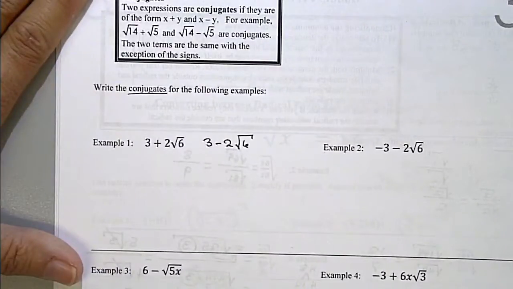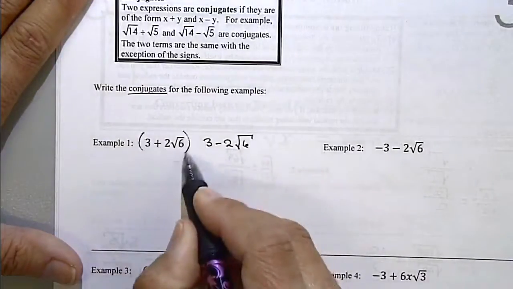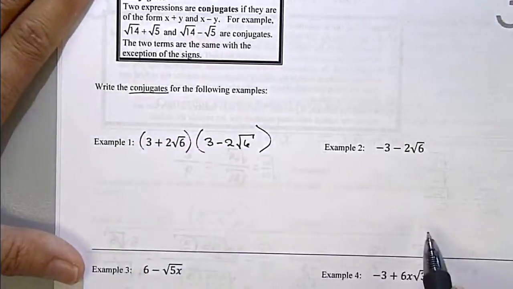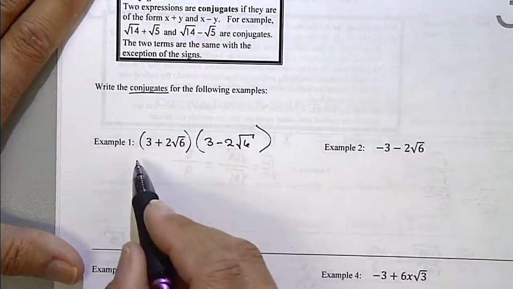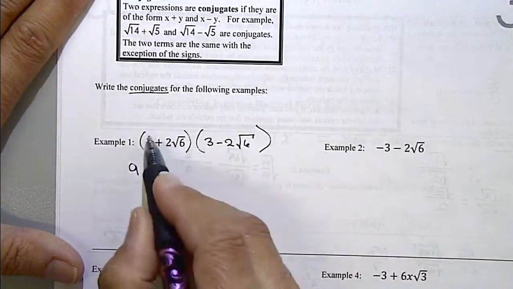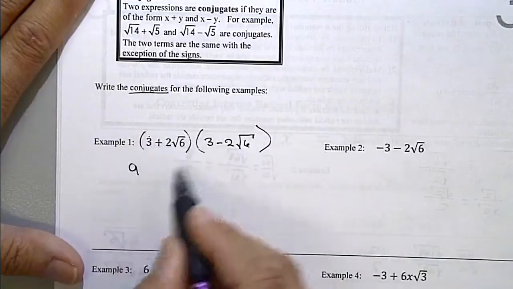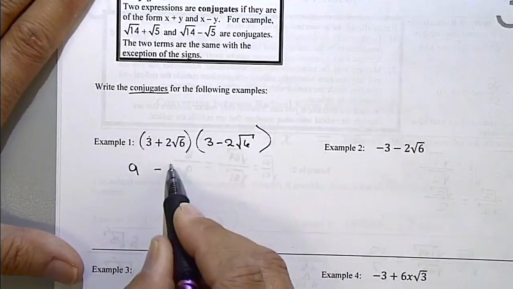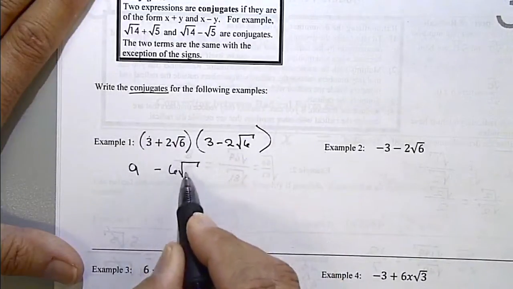And why do we want to recognize conjugates? Does anybody know? Well, take a look at what happens when we multiply two conjugates, okay? We have to FOIL them, right? So we say first, 3 times 3 is 9. And then we say outside, well, that's 3 times negative 2. That's going to be a negative 6 times the square root of 6.